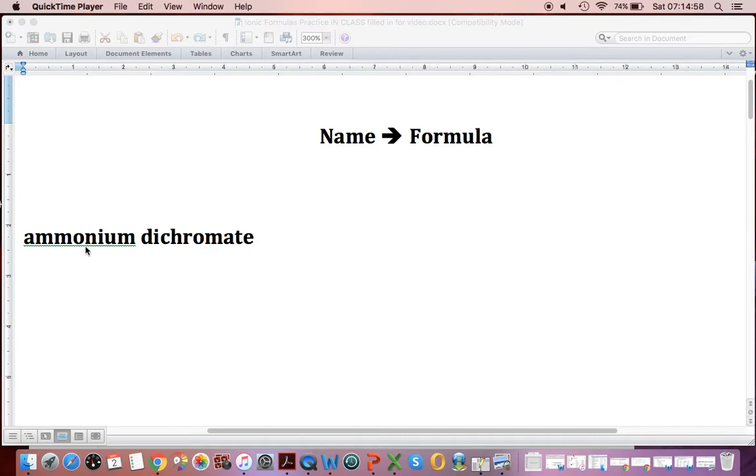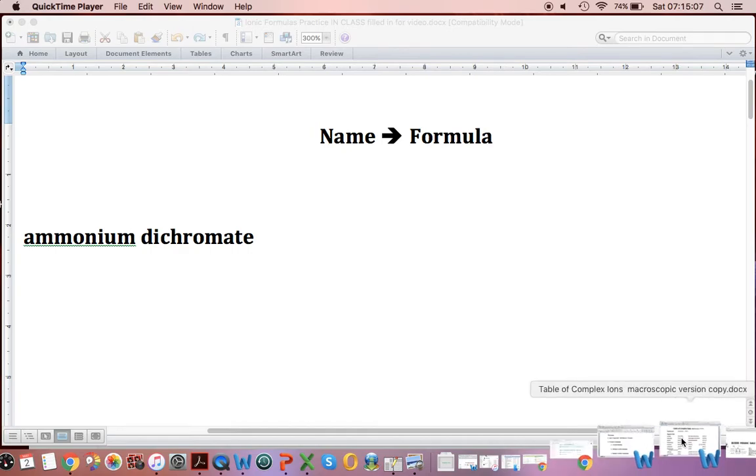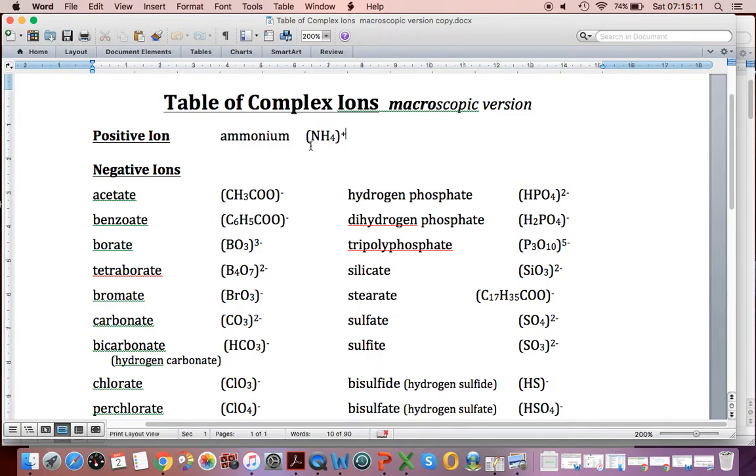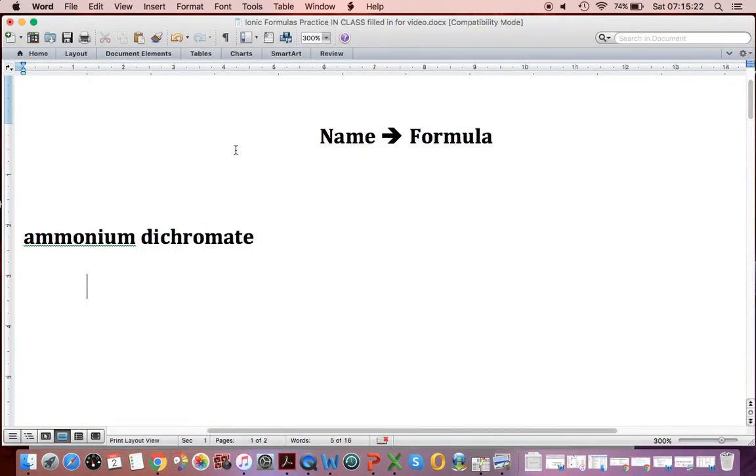Well, ammonium is a positive complex ion. Dichromate is a negative complex ion. We know it's a complex ion because it says "ate" at the end. "ate" and "ite" at the end guarantees that it will be a complex ion. So we look up ammonium here, and we see it's NH4 1+, and we come cruising down here, and we see dichromate is Cr2O7 2-. So we are going to write that information down, like so. There's our ammonium, there's our dichromate.